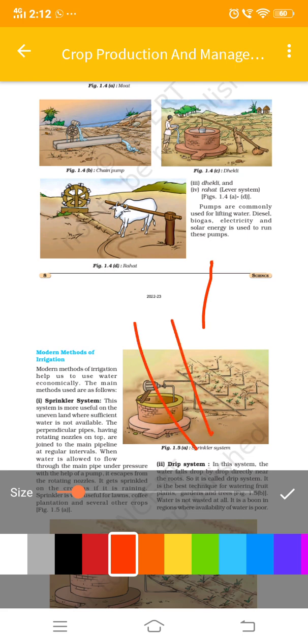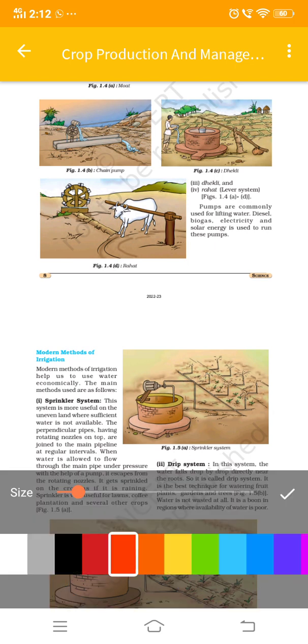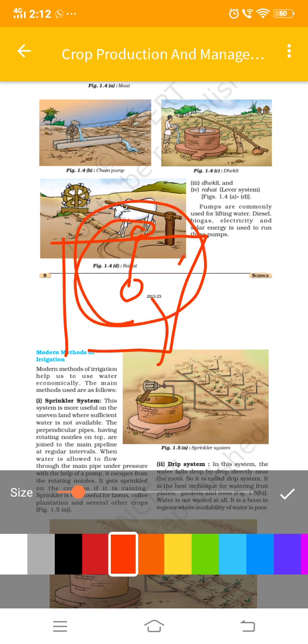These pipes, wait, let me draw a good diagram. Sprinkler system: mostly in city areas we see the sprinkler system in gardens. In gardens there are two types of sprinklers. See, this one is the garden, and here in the middle there is something like this, and here the water is being circulated like this. This is rotational. I think this rotates and the water is sprinkled over the ground.